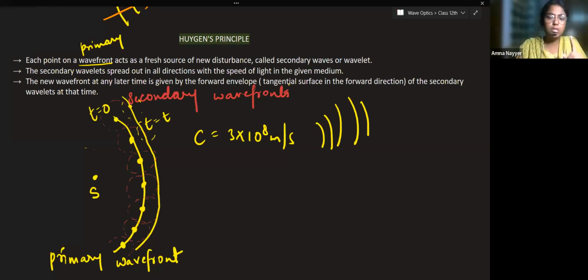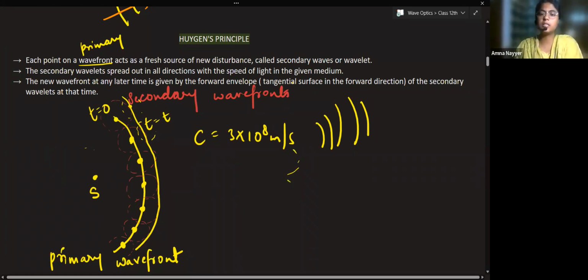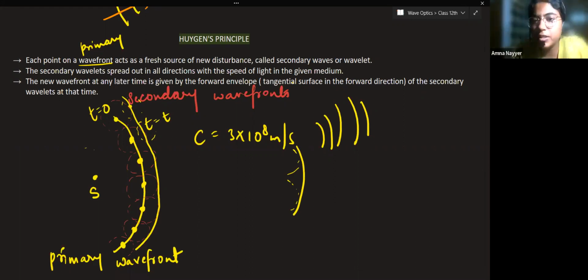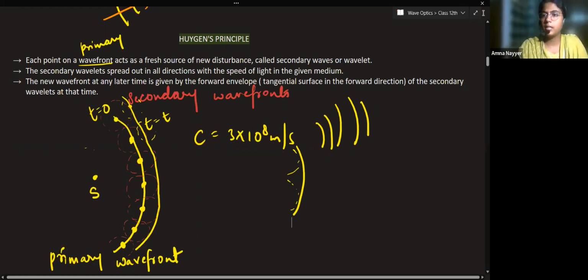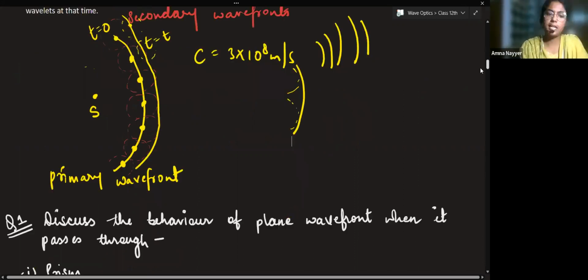So this is not a single wavefront. With the speed of light, the new wavefront at any later time is given by the forward envelope. Forward envelope means this only. All these curves were there for the secondary wavelets. Forward envelope means the tangential surface in the forward direction of the secondary wavelets at that time. This is basically Huygens' principle.